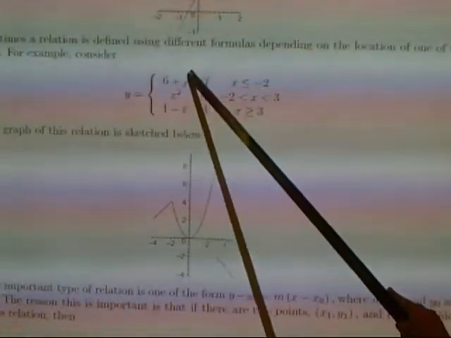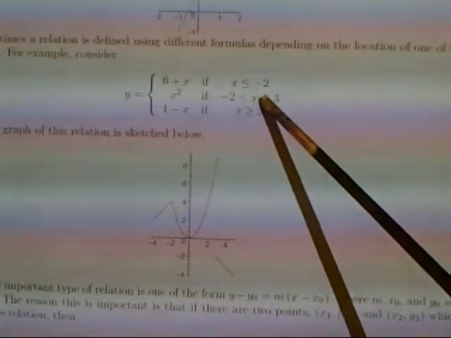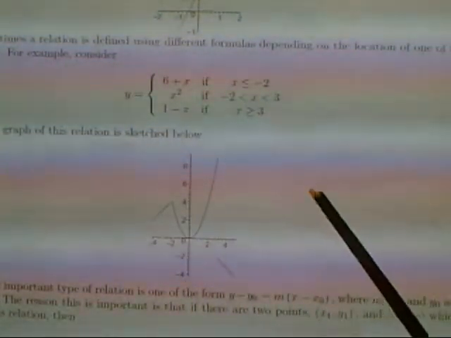Now, the graph is 6 plus x for x less than minus 2, between minus 2 and 3 it is the a square function, and for x greater than 3 it is 1 minus x. So the graph is 6 plus x below minus 2, the a square function between minus 2 and 3, and the 1 minus x function beyond 3.